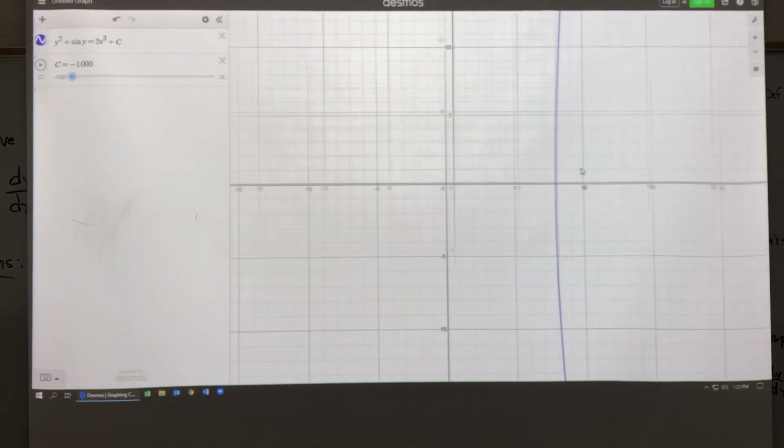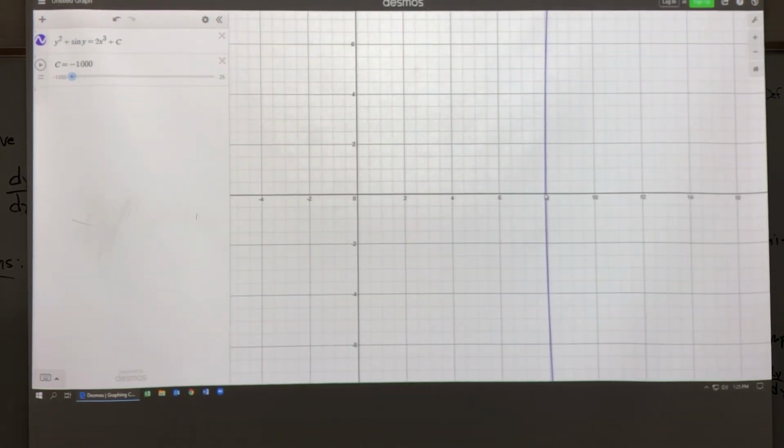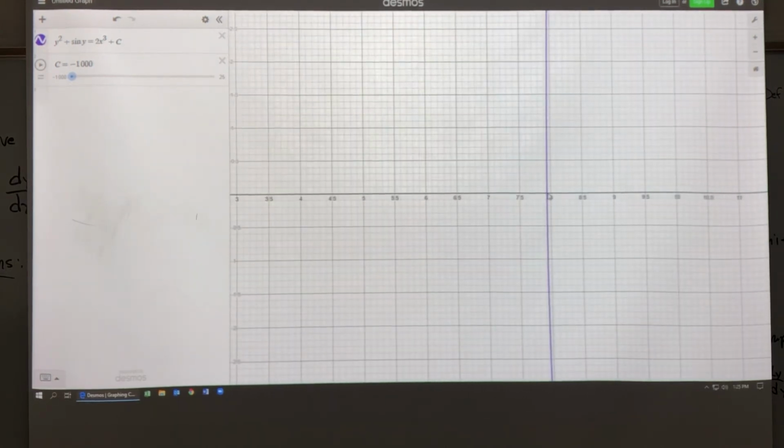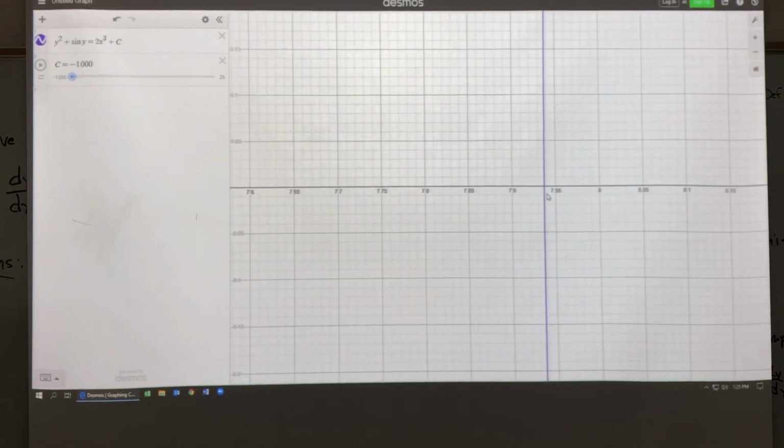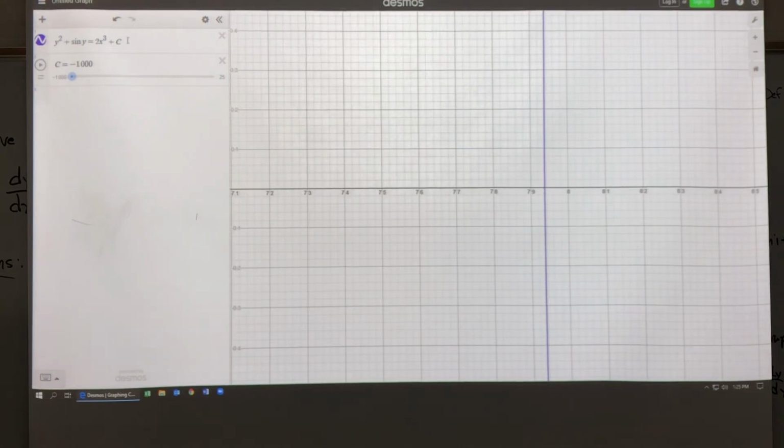Which makes me wonder what that constant is, where it's intersecting. It's not letting me click there. Sometimes it'll let you click on a point and see what it is. But it looks like it's about 7.93 something. I wonder if that's some magical number.